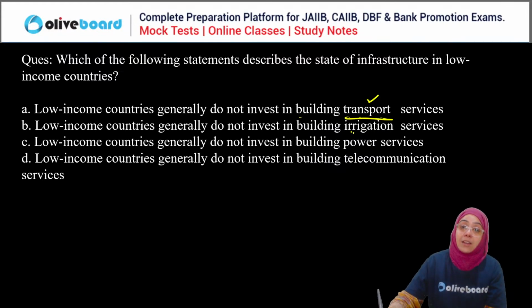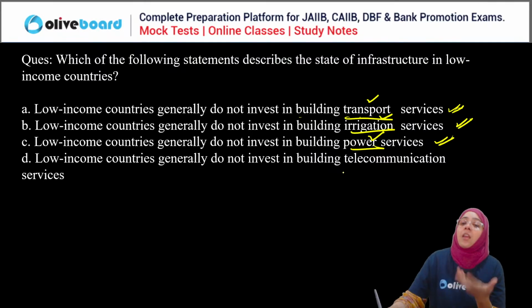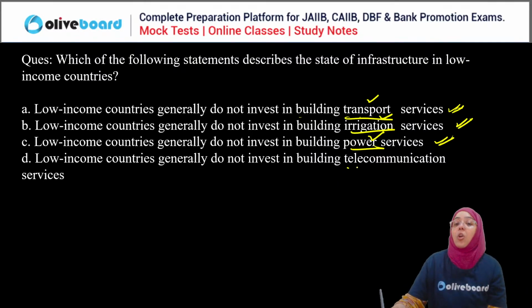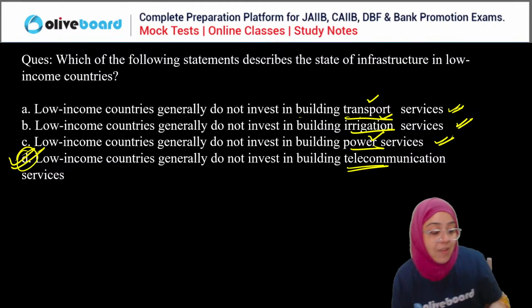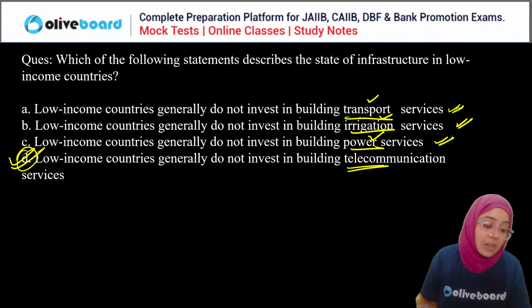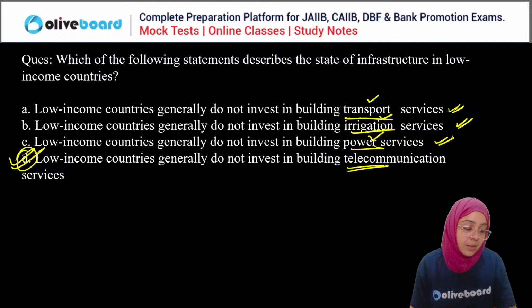Transport is very important, irrigation is very important, power is very important. This is electricity. Basically, there you have employed a lot of people. Dependency, transport is very important. So very little priority is given to the telecommunication sector. So D is the correct answer. Everyone, okay? Can we move to the next question?